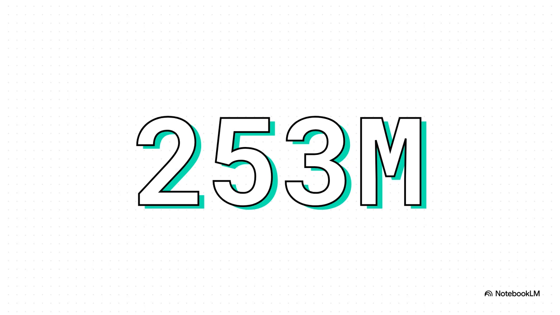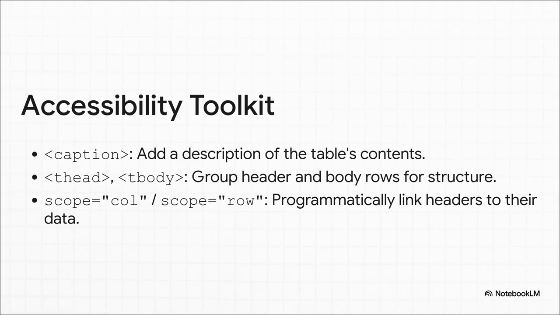253 million people. That's the number of people worldwide living with a visual impairment. For them, visual cues just don't work. They rely on screen readers to interpret the web, and without the right code, a data table becomes a completely meaningless jumble of words and numbers. We can, and we absolutely must do better. And HTML gives us all the tools we need.